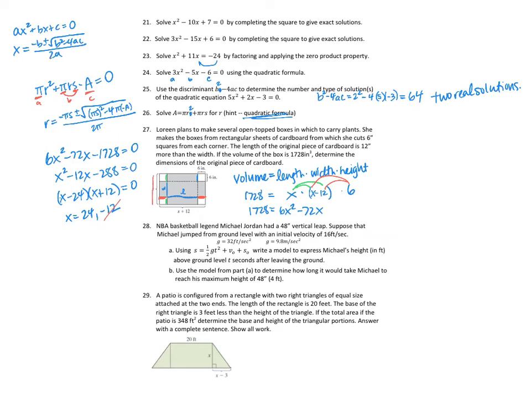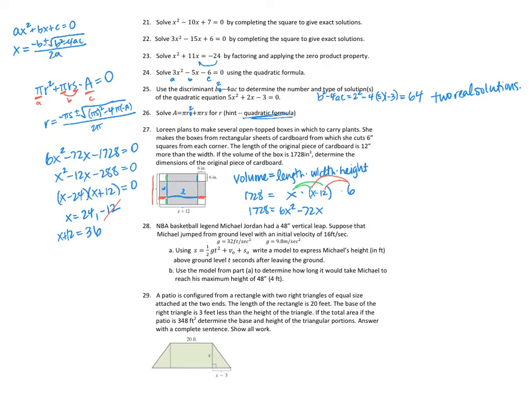And then the length of the original piece of cardboard was 24 plus 12. So x plus 12 is 36. So the dimensions of the original piece of cardboard are 24 by 36.